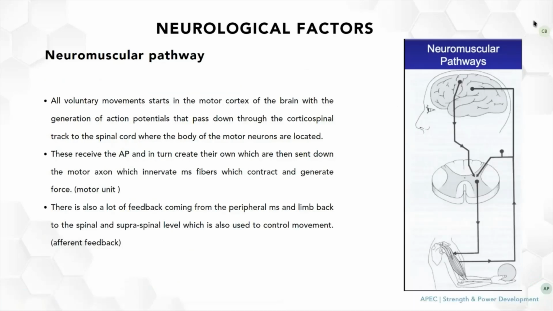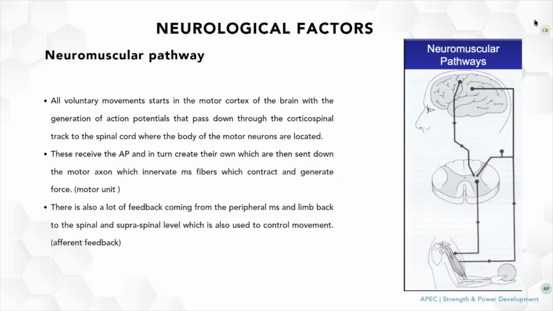So then the next main factors that can affect it would be neurological factors. Just a quick run through of the neuromuscular pathway, okay? You have to remember that all voluntary movement starts from the motor cortex, or starts from the brain, and then from there we get a signal or an action potential sent down to the muscle, telling it to contract and generate force, okay?